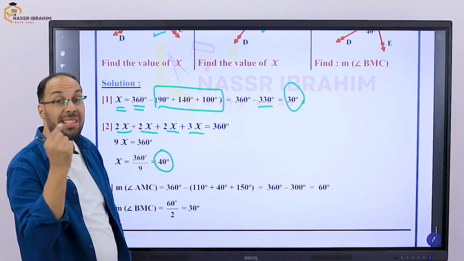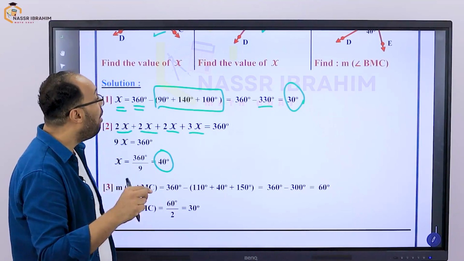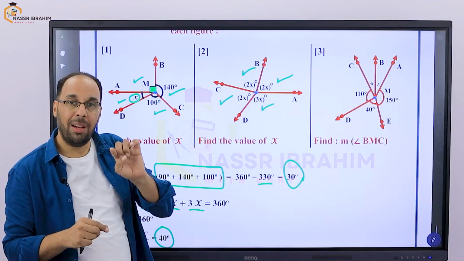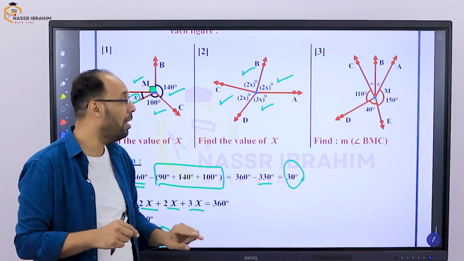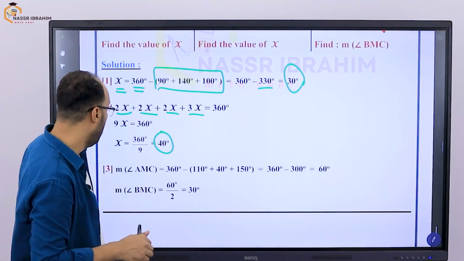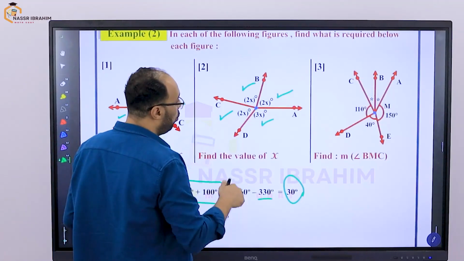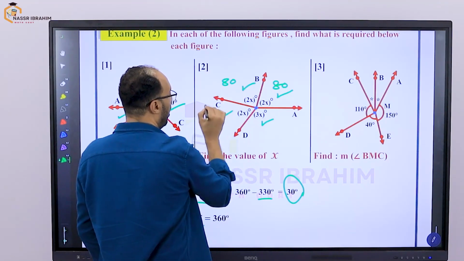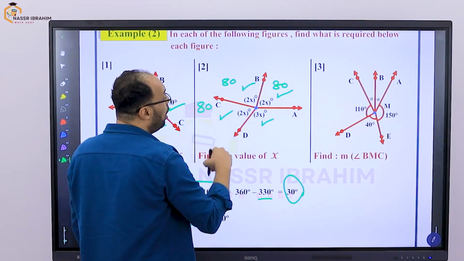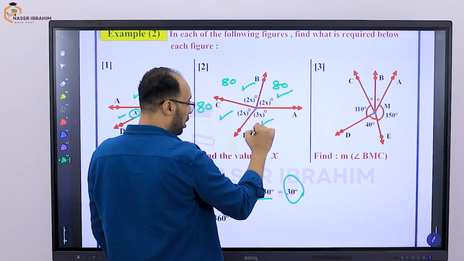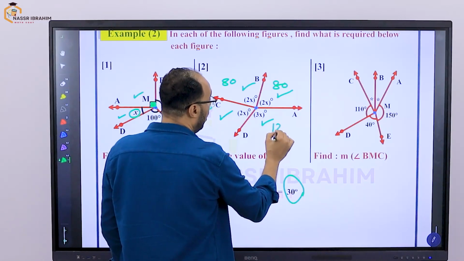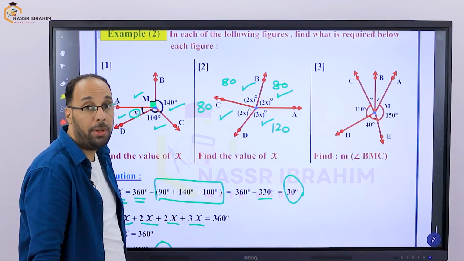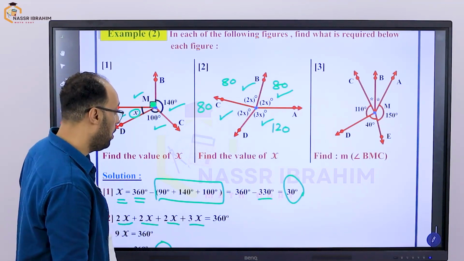40 is the measure of the symbol x. We have three angles of 2x, so we will multiply 40 by 2 to get the measure of any one of them. For example, the measure of this one will be 80, and the other two are also 80. The third one, 3 by 40, which is x, will be 120 degrees. If you add these four angles, the sum, of course, will be 360.